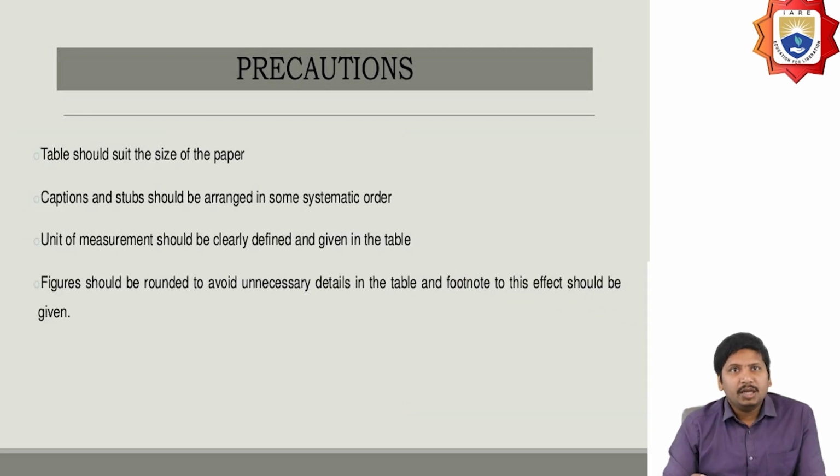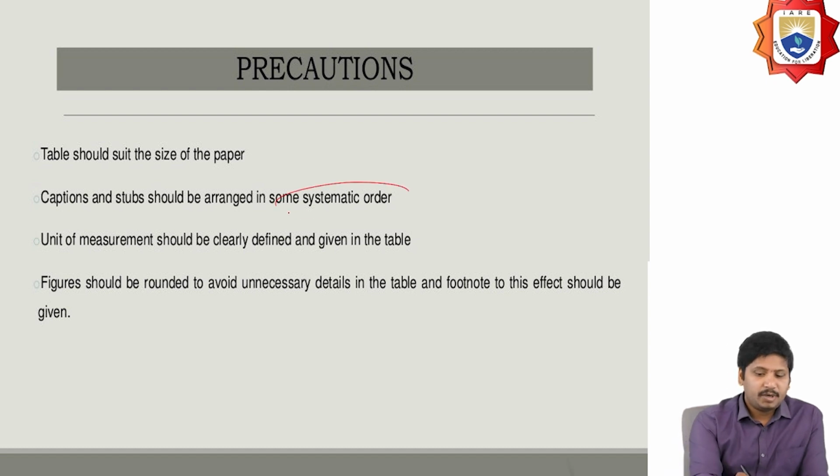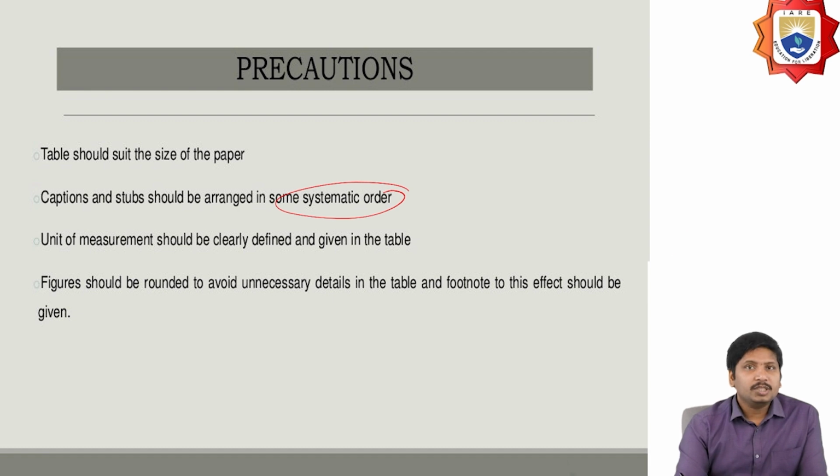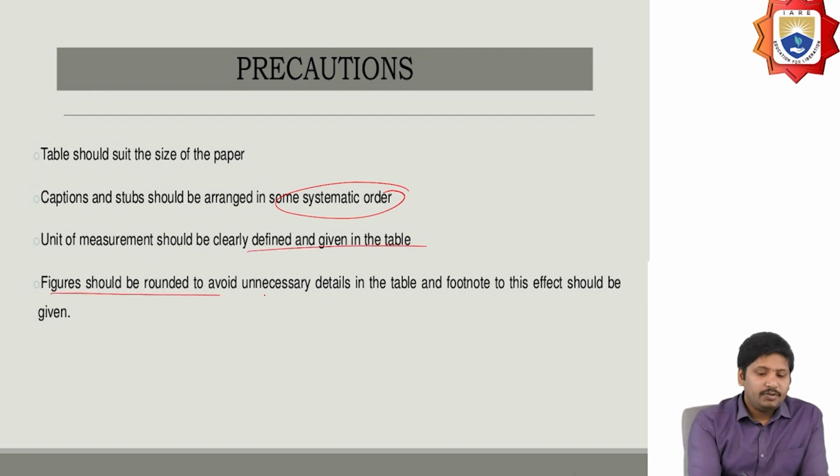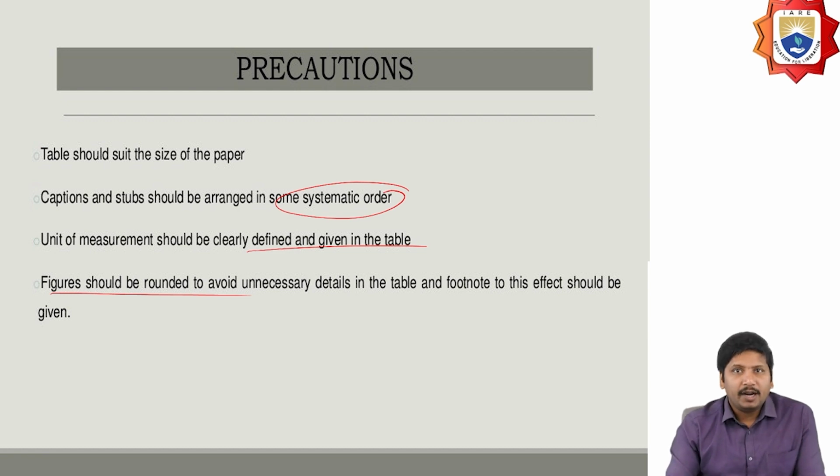Precautions: the table should suit the size of paper, and the captions and stubs should be arranged in a systematic order. The unit of measurement should be clearly defined in the given table, figures should be rounded to avoid unnecessary details, and a footnote to this effect should be given.